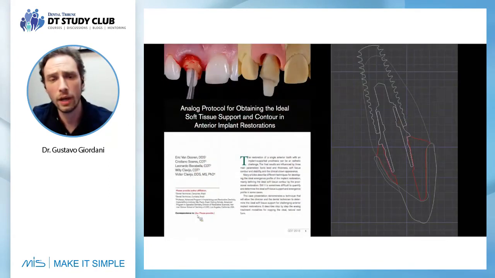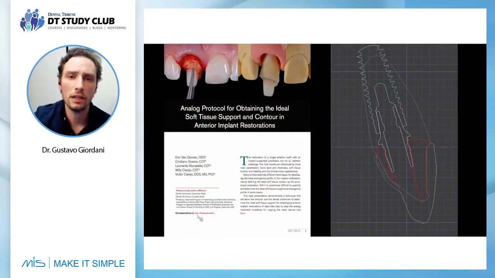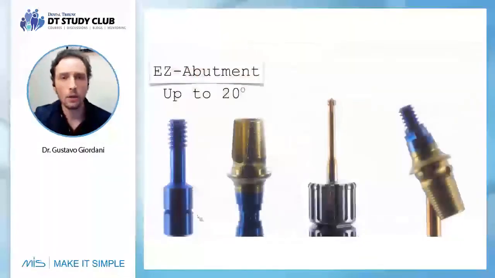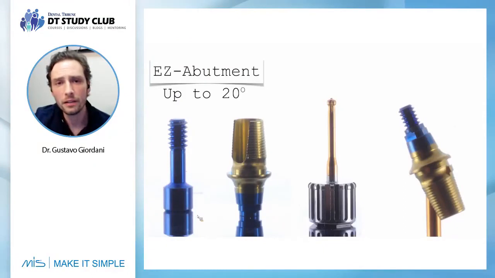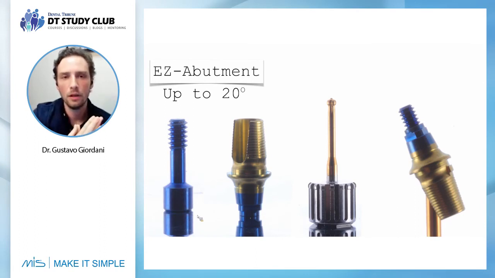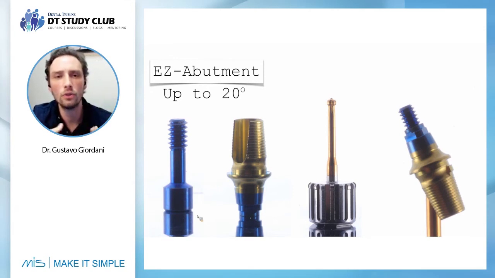Doing in the digital way what Eric published in 2016 in the analog way. And we are now using a very nice screwdriver and a very nice screw from MIS, which is the easy abutment. So we plan the implant inside the bone, but we plan in the incisal direction. If we try to do a screw-retained restoration, it will not be possible.